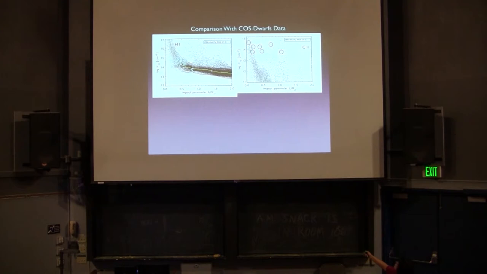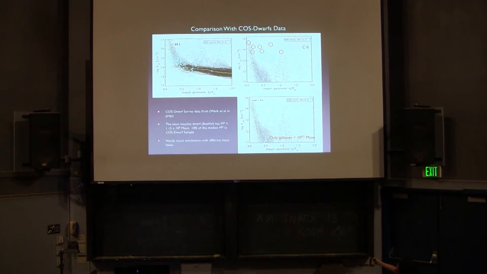It seems like our profile is dropping a bit too fast compared to the observation. Of course, the sample of the COS-Dwarfs survey has much higher mass. The median mass of these dwarfs is 10 times bigger than the biggest dwarf we have, so it's not really a fair comparison. If we look at just the right amount of stellar mass, we see four upper limits, so there's no data to compare with.